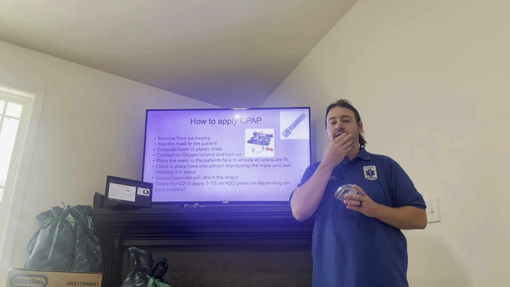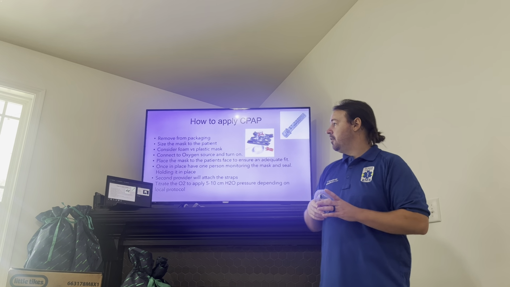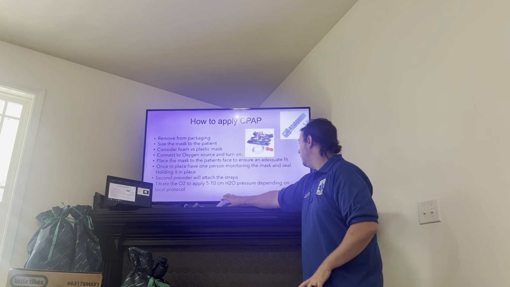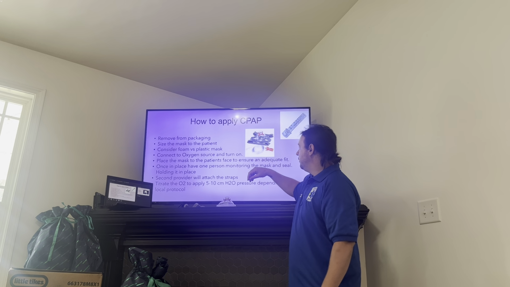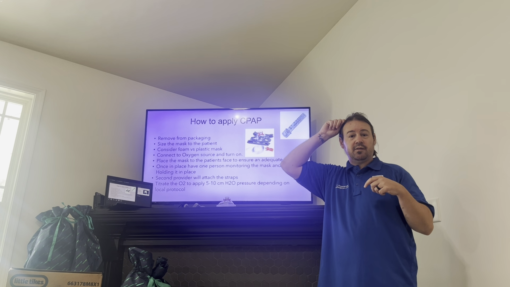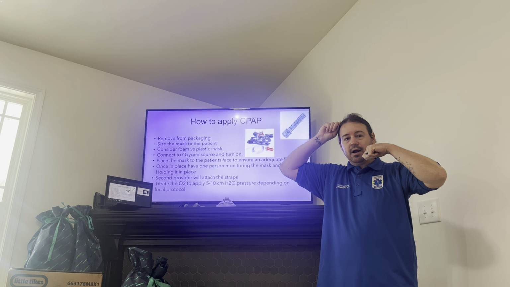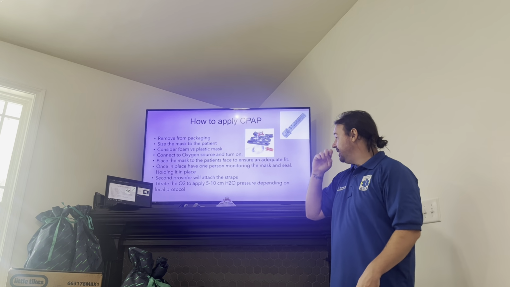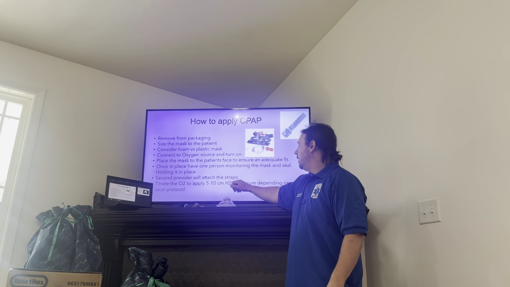Once it's on the patient and you're realizing there's no leaks around the seal, the air's not escaping, then you'll have one person hold the mask in place while the other person comes around and places these straps on the patient's head. And you want to place them in a diagonal motion. So if you start with the top right, go to the bottom left, right? And then we want to crisscross so that we're keeping a good tight seal on the mask.